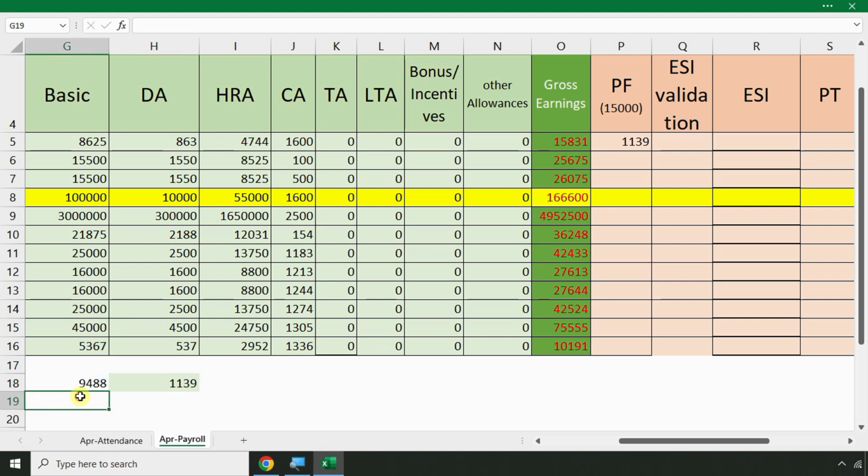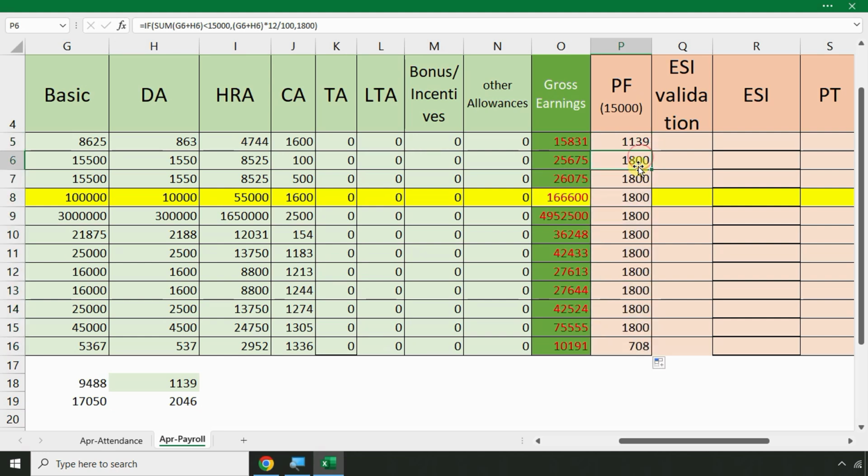Now for the second employee, what is basic? 15,500 plus DA. Total 17,050, but actual 12% is how much? 2,046. But how much are we going to deduct only? For the second person, how much was the scheme? Actual PF 2046. You got my point.